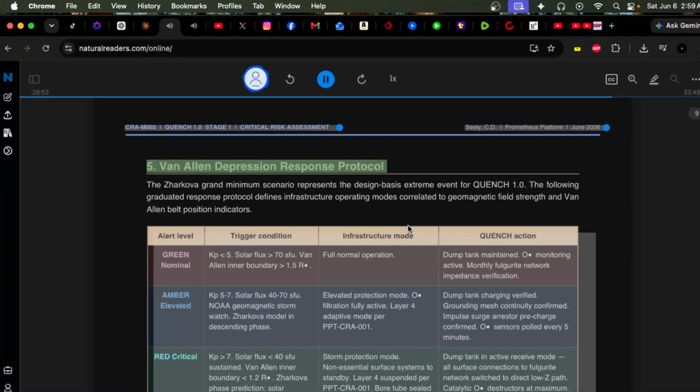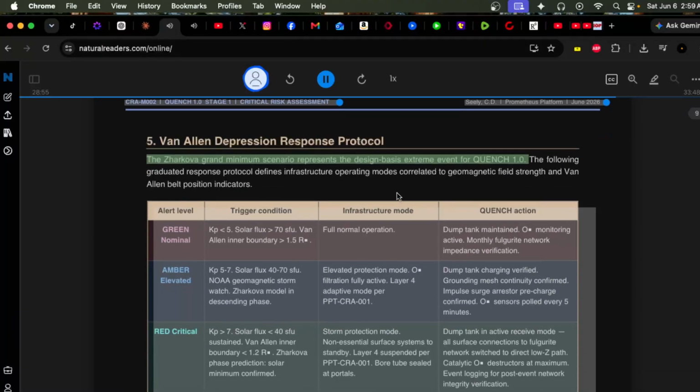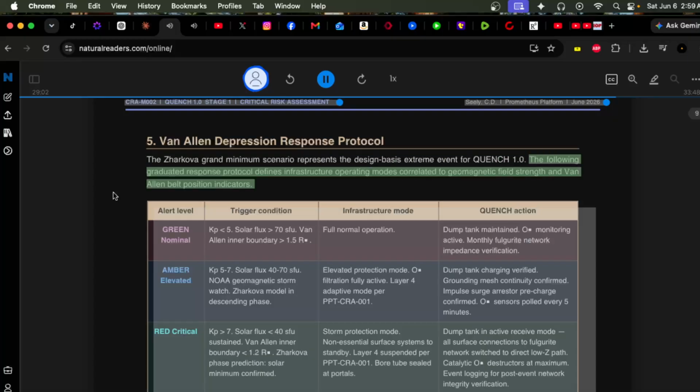5. Van Allen Depression Response Protocol. The Zarkova Grand Minimum scenario represents the design basis extreme event for Quench 1.0. The following graduated response protocol defines infrastructure operating modes correlated to geomagnetic field strength and Van Allen belt position indicators.